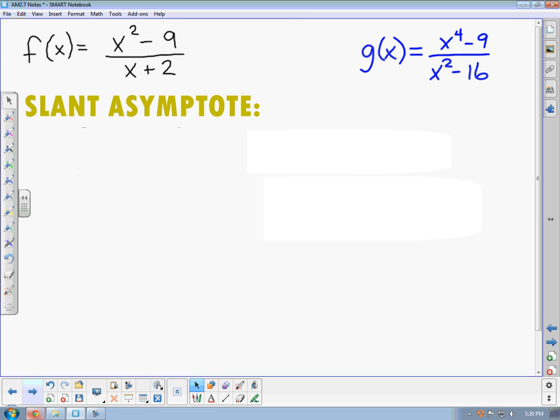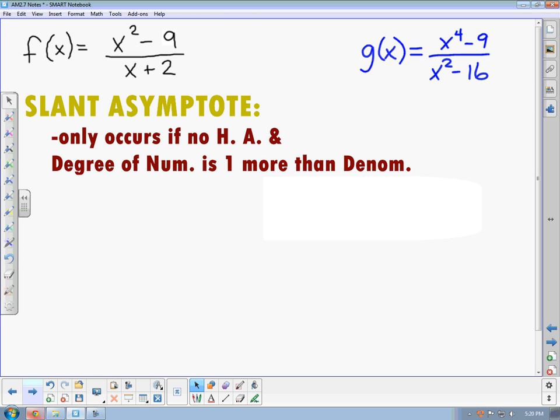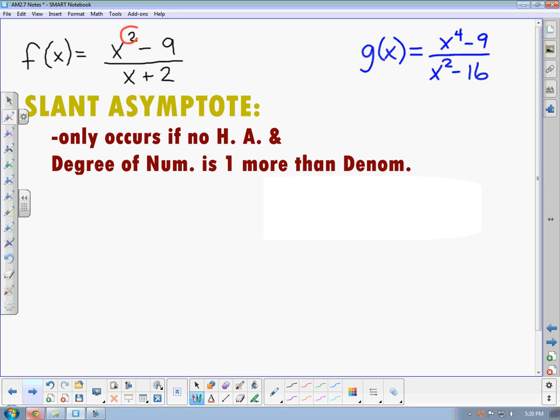To find it, first off, the first thing you need to understand about the slant asymptote is it can only occur if there is no horizontal asymptote, and the degree of the numerator is 1 more than the denominator. So because this is 2, and this degree is 1, that's 1 more than that. So now we have a slant asymptote. Over here with this one, there is no horizontal, but because that is 2 more than this, there is no slant either.